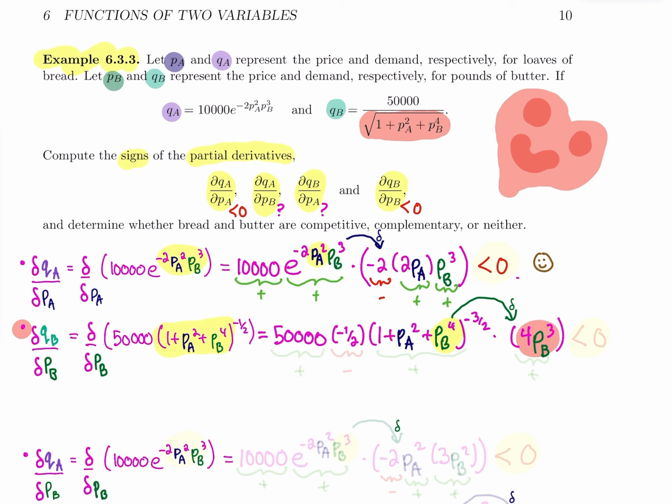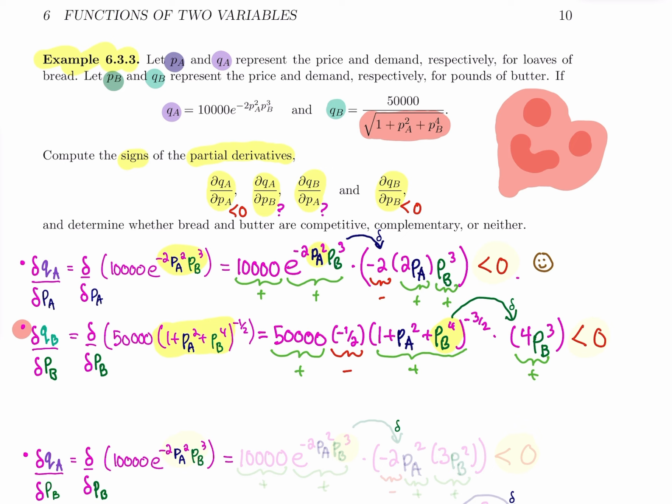And that's it for that little chain rule. Now let's do a little sign inspection. So 50,000, again, that's positive, minus 1/2, that's negative. 1 plus PA squared plus PB cubed, power 4, sorry. All of that, even raised to a certain power, will be positive. And 4, which is positive, times PB cubed, that's all positive. And then again here, not a surprise, we get that the sign of this partial derivative is negative.